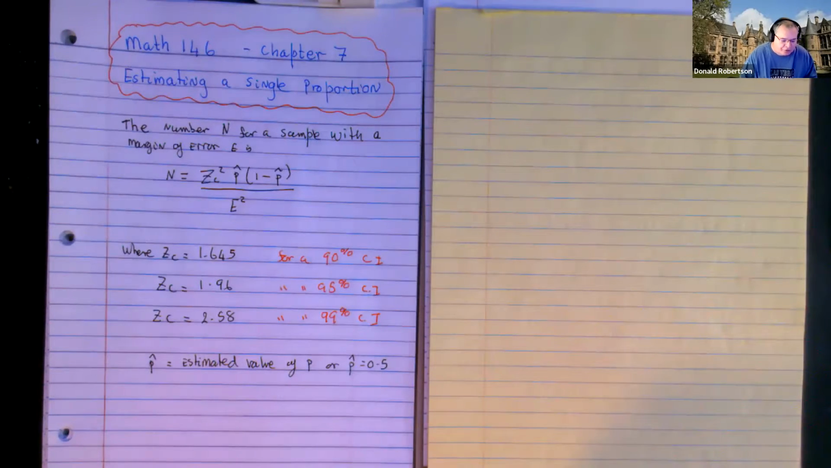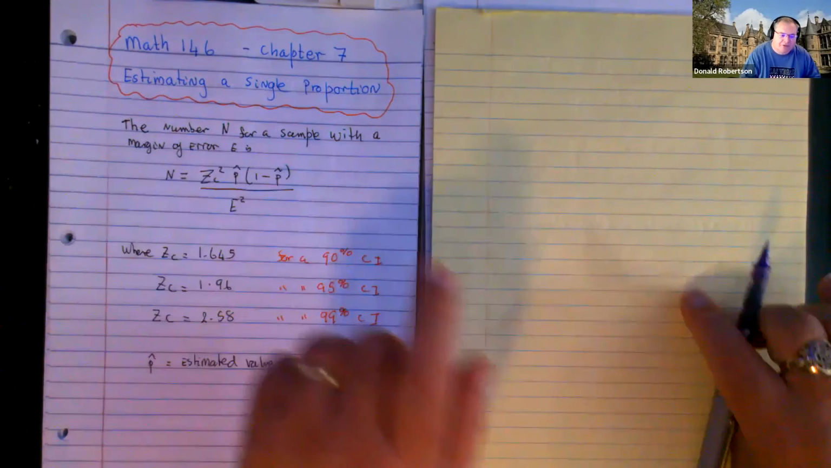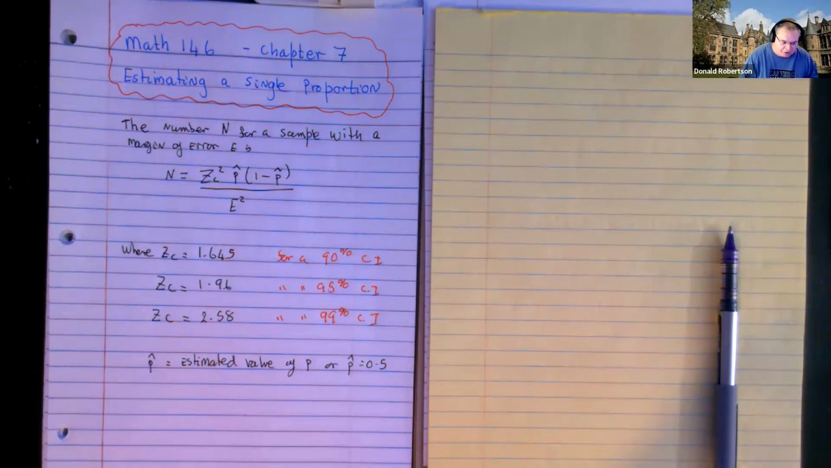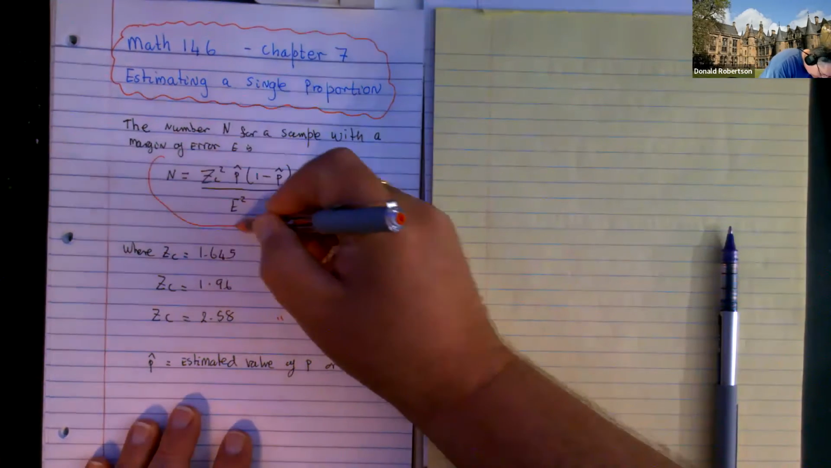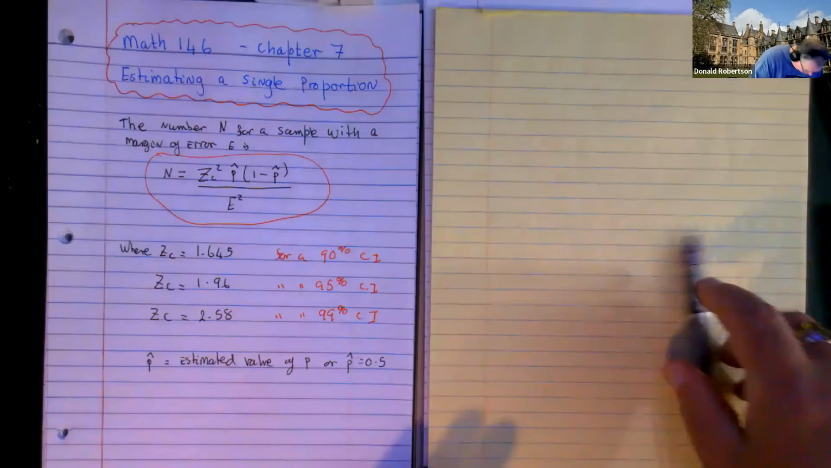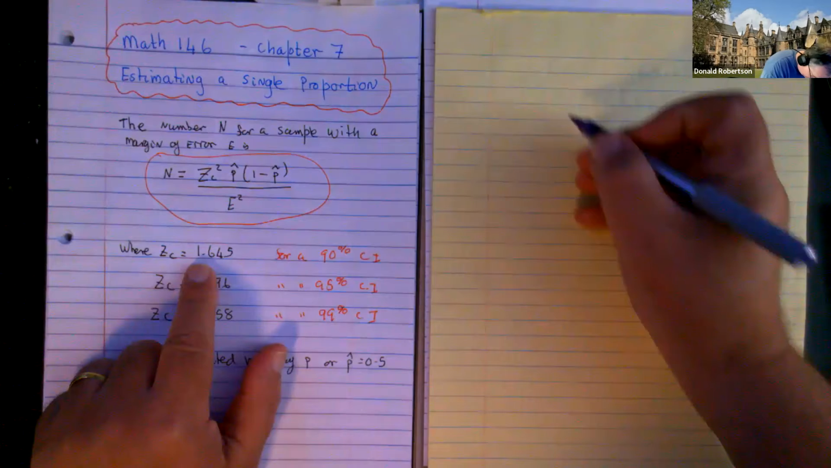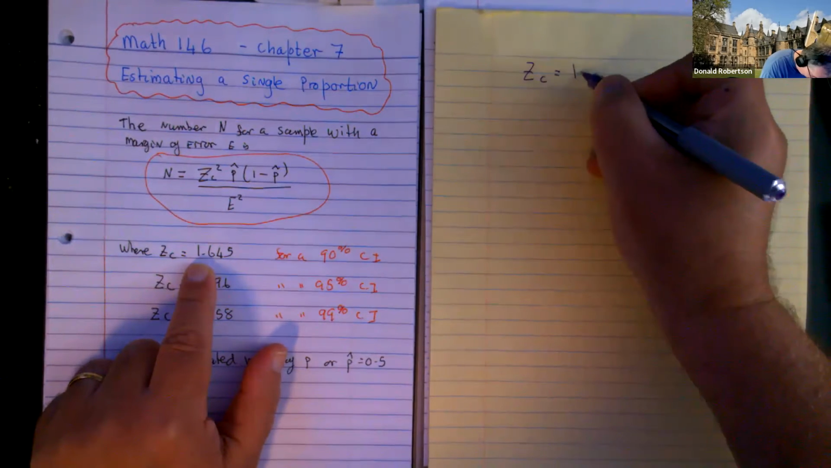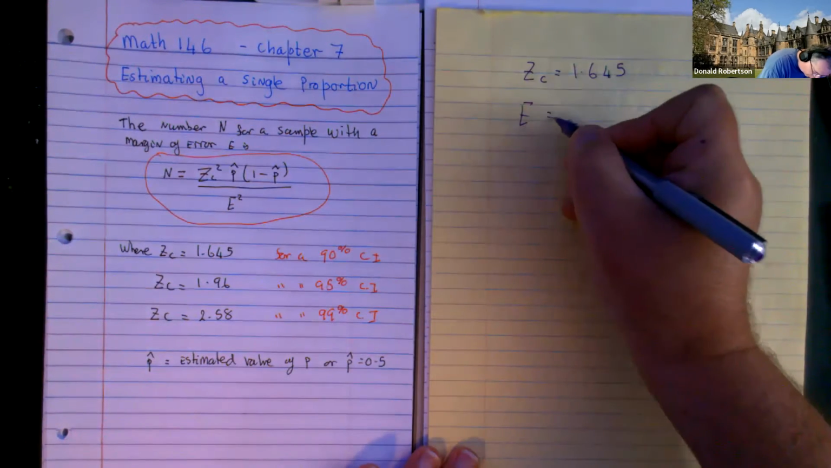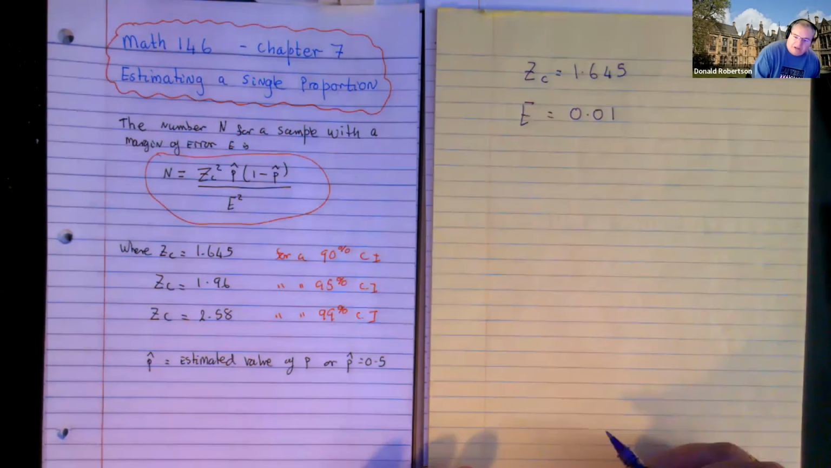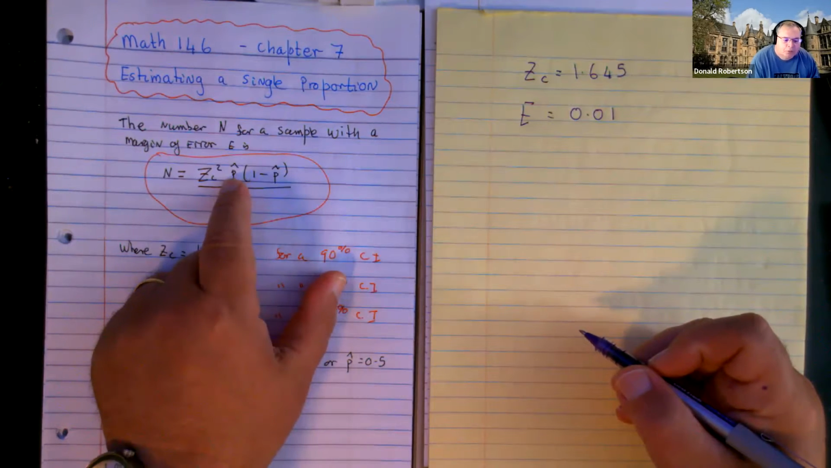Okay, so I promised you last time a formula for calculating the size of your sample. How big does my sample have to be to get a particular margin of error? And here is the formula. Let's suppose I want a 90% confidence interval, so the ZC that I'm going to use is 1.645. Let's suppose I want a margin of error of 1%. E is 0.01.